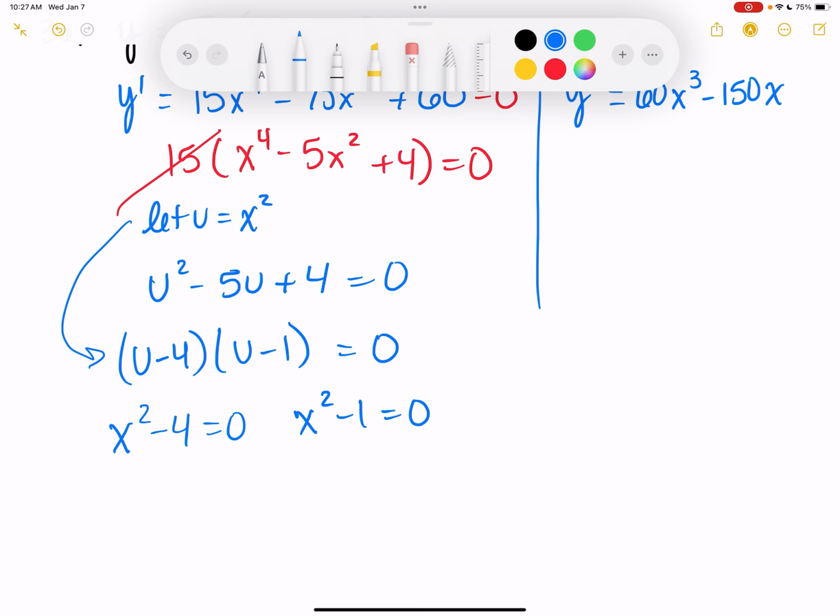And so then x squared equals 4, so x equals plus or minus 2. So I'm going to have those two things to check. And then over here, x squared equals 1, so x equals plus or minus 1. So I have 4 different values that I'm going to be checking in my second derivative now.